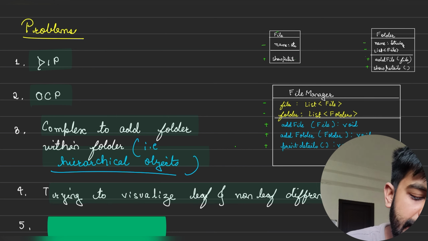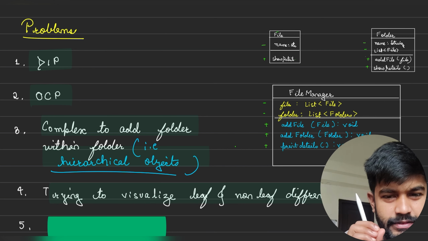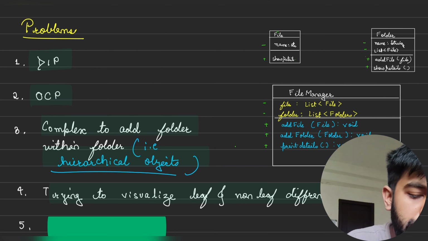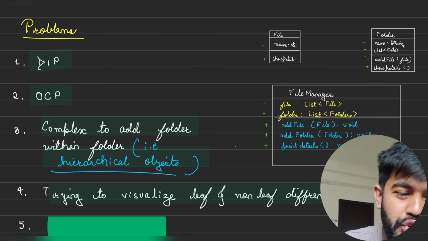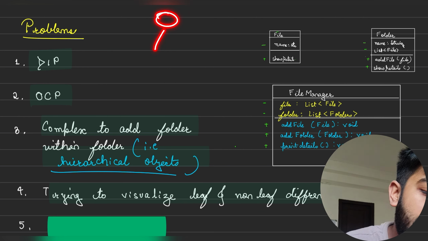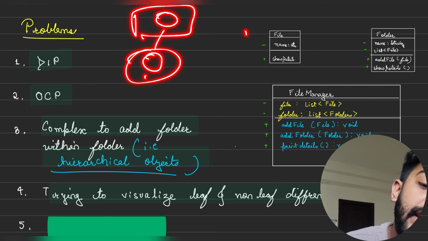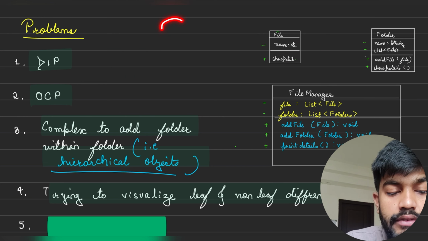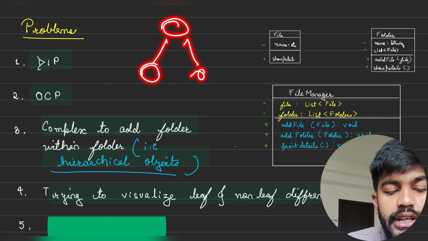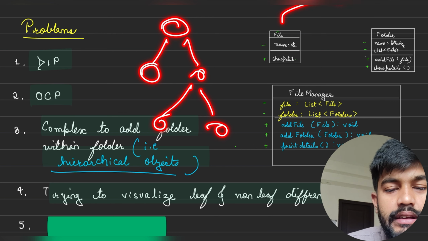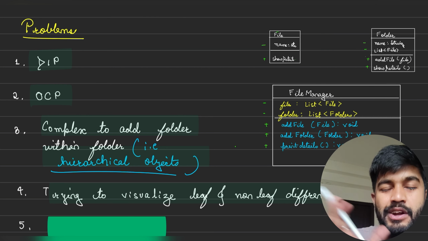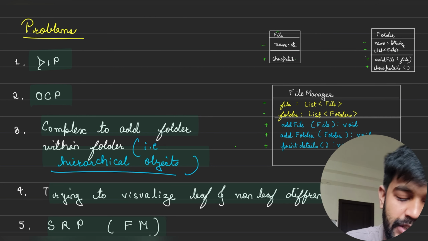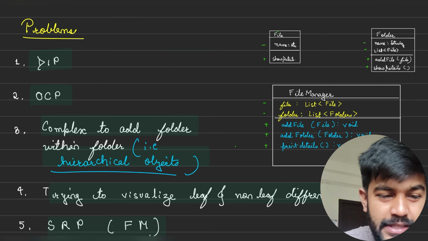Next, let us see the next problem. If you observe, we are trying to visualize leaf and non-leaf differently. What I mean to say is, we are trying to visualize folders and files differently. But if we treat files as folders only, then that should be the solution, kind of. Giving you a hint. And then the last one, the single responsibility principle.